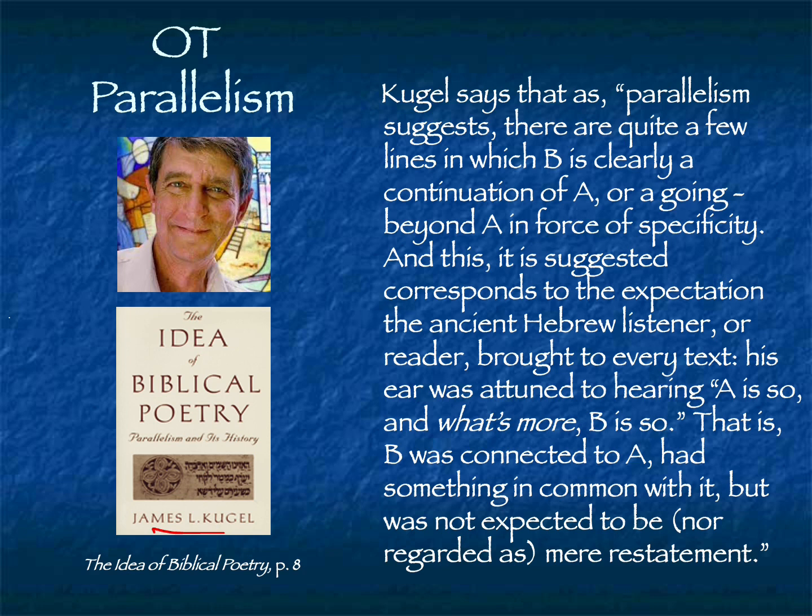Kugel says that, as parallelism suggests, there are quite a few lines in which B is clearly a continuation of A, or going beyond A in force of specificity. And this, it is suggested, corresponds to the expectation the ancient Hebrew listener or reader brought to every text. His ear was attuned to hearing A is so, and what's more, B is so. That is, B was connected to A, had something in common with it, but was not expected to be nor regarded as mere restatement.